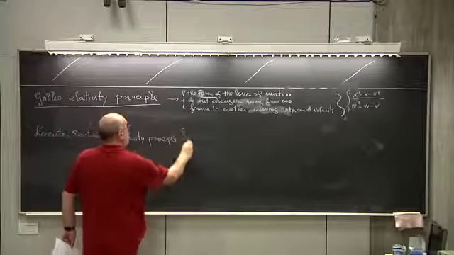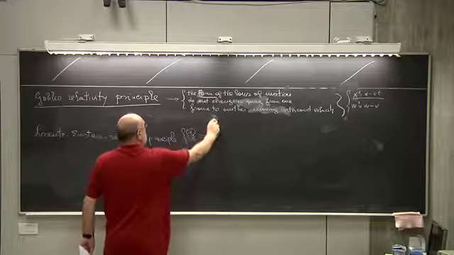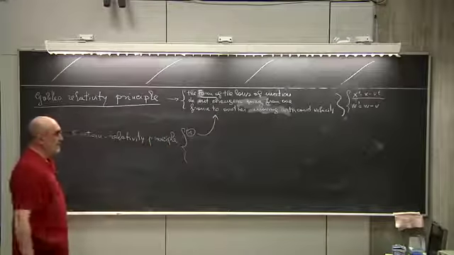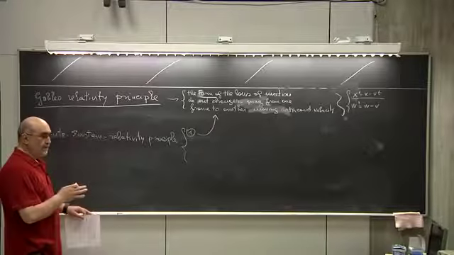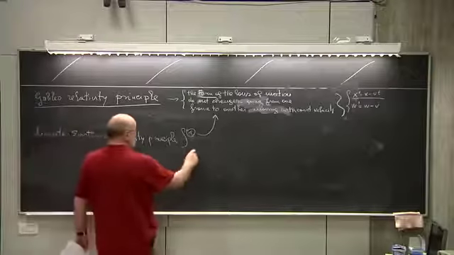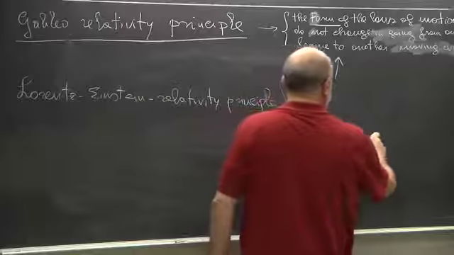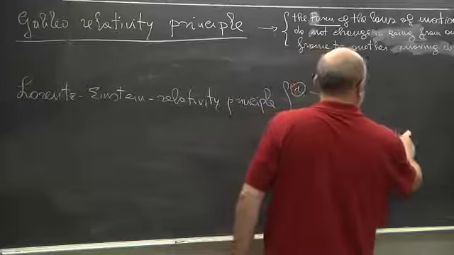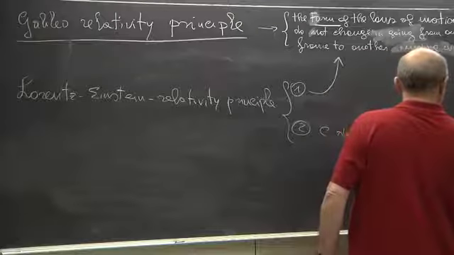Well, the first one is made of two parts. The first is the same as the Galilei one, in the sense that the form of the equation of motion remains the same when you move from one frame to another, moving with constant velocity relative to the other. But the second postulate is that c does not change going from one frame to the other.